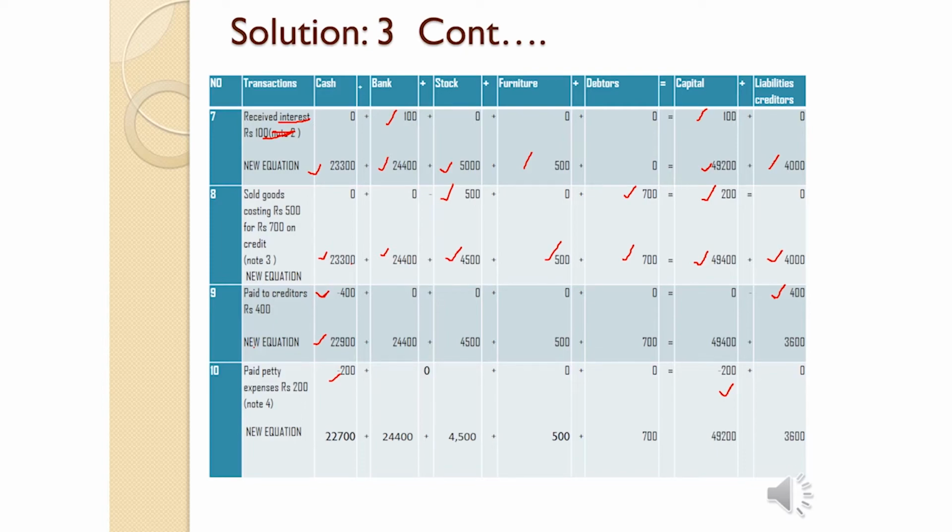This is wrongly recorded here, sorry. So the total amount is 52,000. So 49,200 plus 3,600, 52,800.